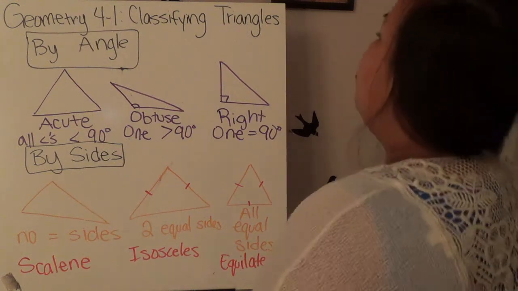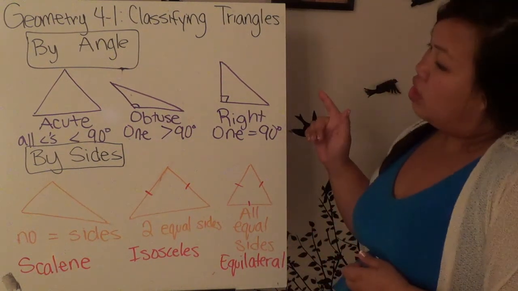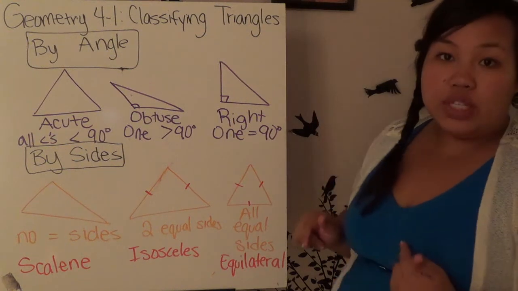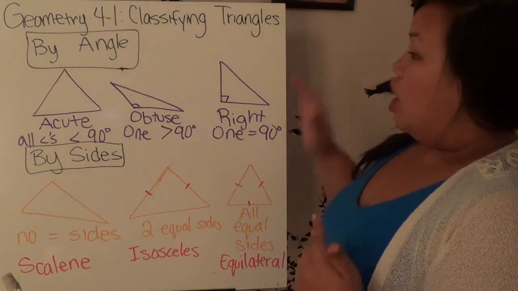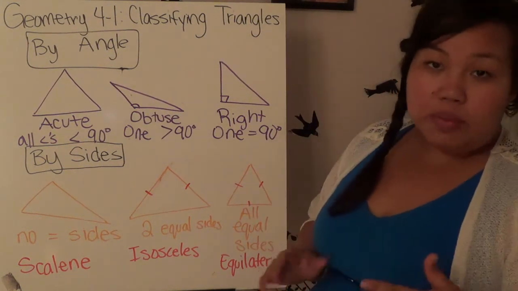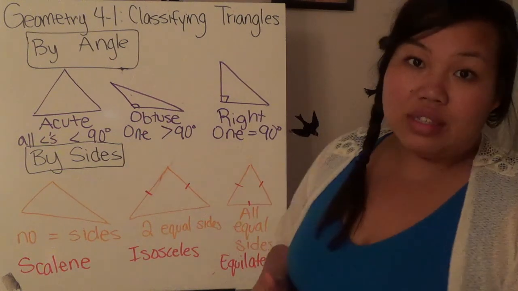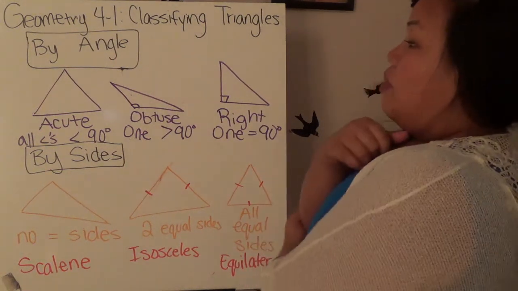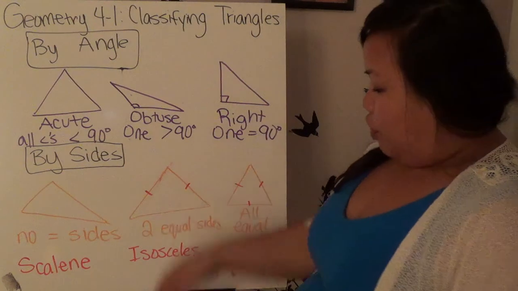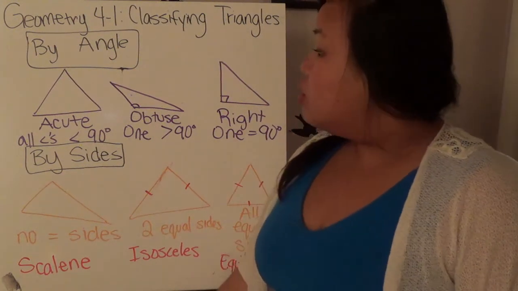Geometry section 4.1 is dealing with classifying triangles. And there's two different ways that we're going to classify triangles: by their angles, the measure of their angles, and also by sides. Some of these you've heard before. The first set are by angles.